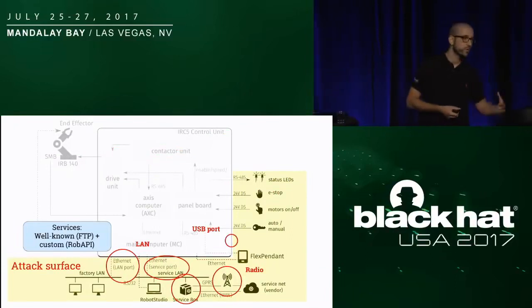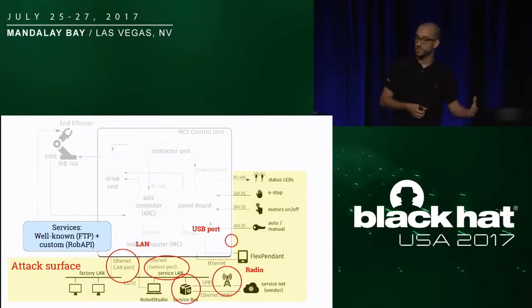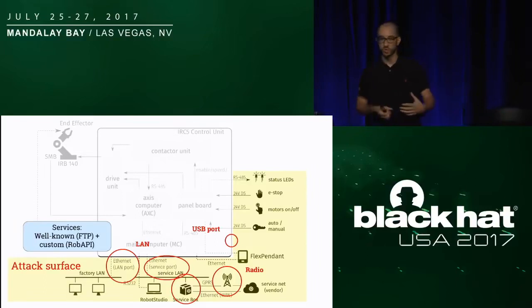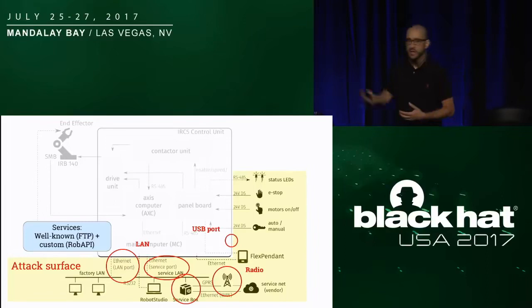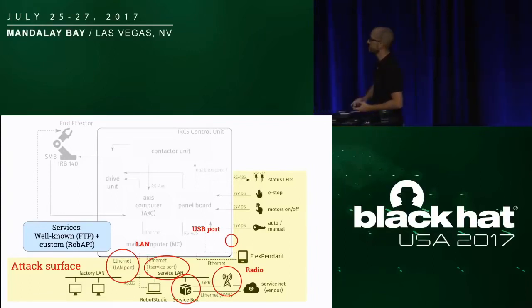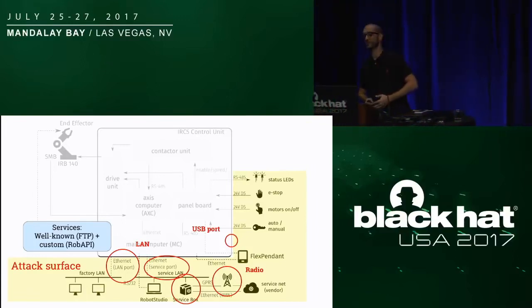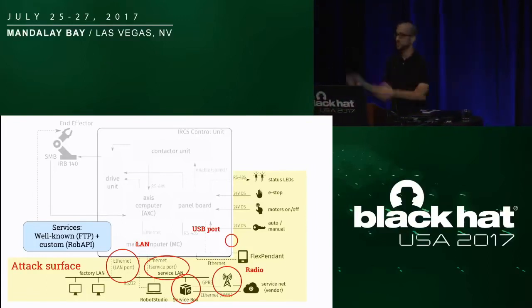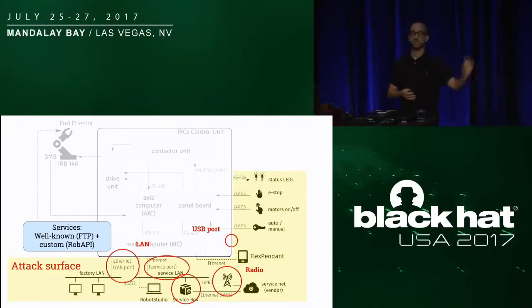For example, we have found that ABB uses FTP as a means to upload code or upgrade certain components. But of course, there are also other non-standard protocols. For example, ABB uses this API to receive commands, and the newest generation also has a REST-like API. So they're getting more and more open. And all of this is sitting, as you can see, in a pretty wide attack surface, from simple USB ports to Ethernet ports, even radio devices. What you see with the little antenna on the right is a 4G modem.